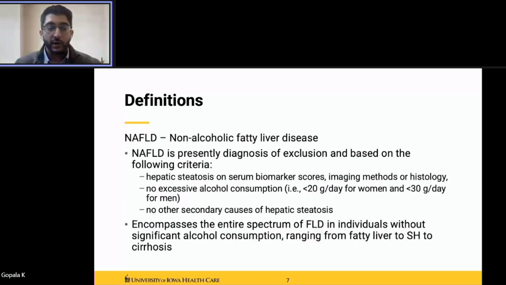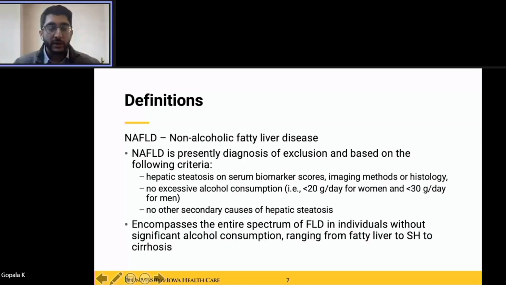This is important: no excessive alcohol consumption, which we, for example, say less than 20 grams of alcohol for women and 30 grams of alcohol for men. One standard drink would have 14 grams of alcohol, which is a 12-ounce beer or a 5-ounce wine or 1.5 ounces of hard liquor. And the other important thing is not having any other secondary causes of hepatic steatosis, such as hepatitis C or medications, as mentioned in the previous slides.